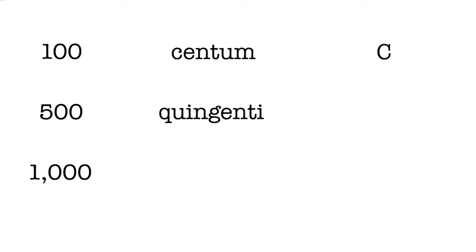The other Roman numerals that you need to know are 100, the word for that is centum, and the Roman numeral is a C, which makes sense. 500 is quingenti, and the Roman numeral for that is a D.